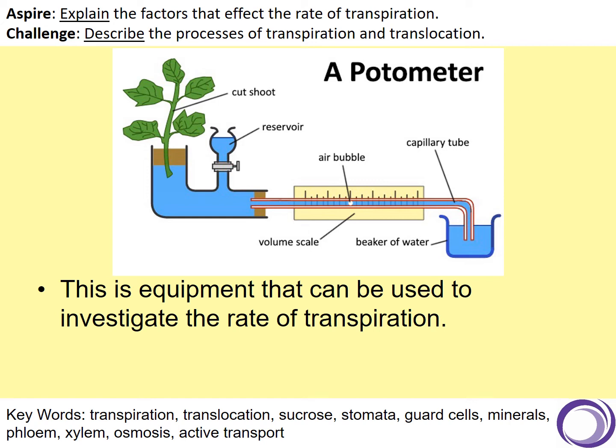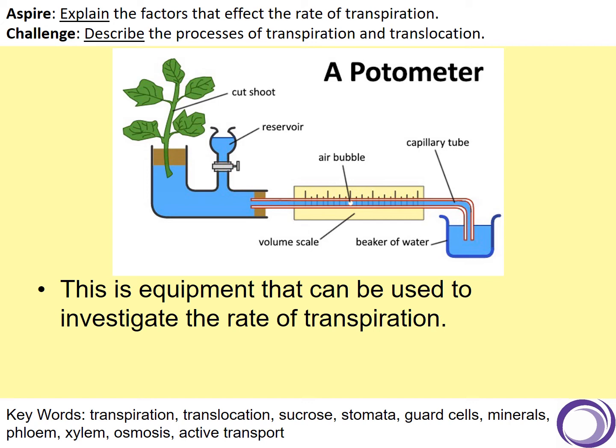So this is an interesting one. This used to be an A level, and it's made its way into a couple of exam questions. So I wanted to go through this with you a little bit. This is a potometer, and this is a piece of equipment that we use to measure how fast transpiration is occurring in a plant.